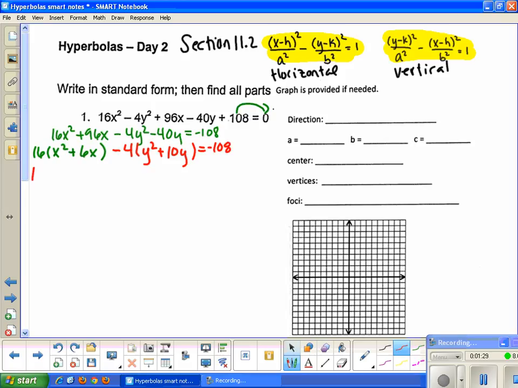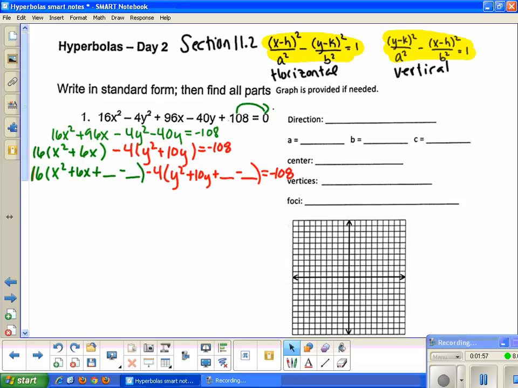Then the next step is I need to complete the square, so I'm going to add my spaces in. So I have 16 times x squared plus 6x. It's always plus your number that completes the square and minus it. And then for the second part, we have minus 4 parentheses y squared plus 10y plus the number minus it equals negative 108.